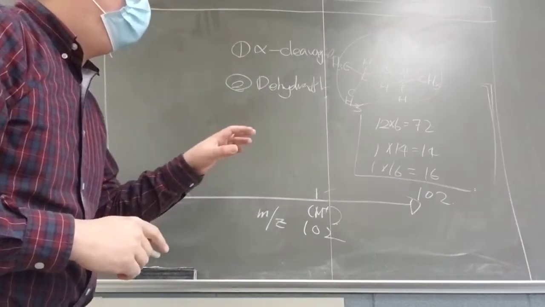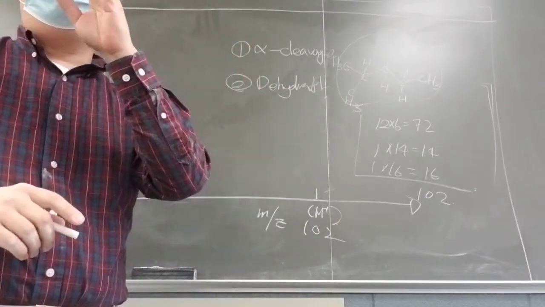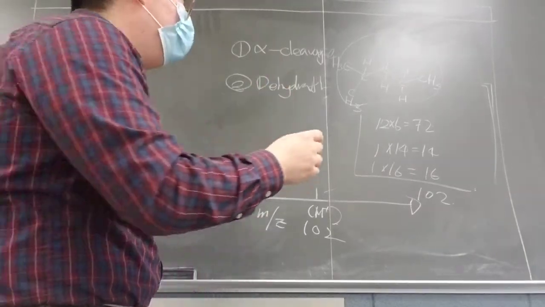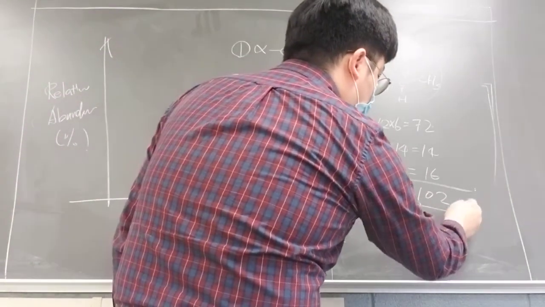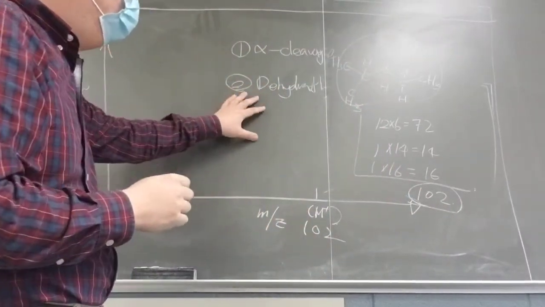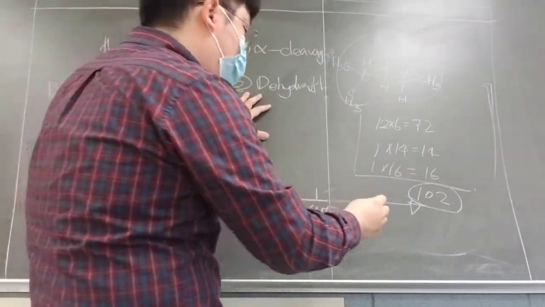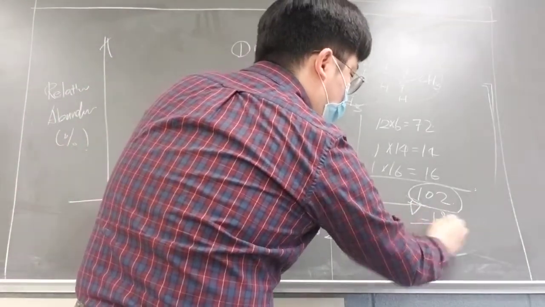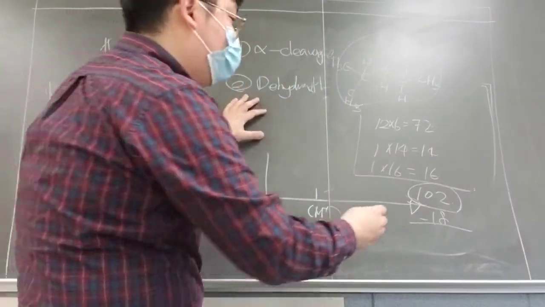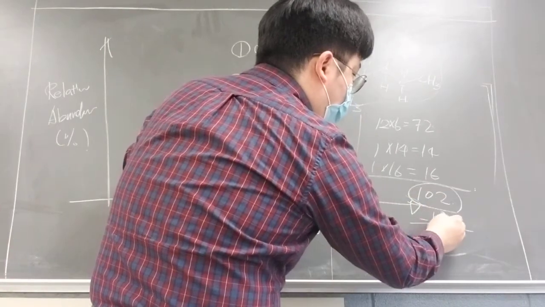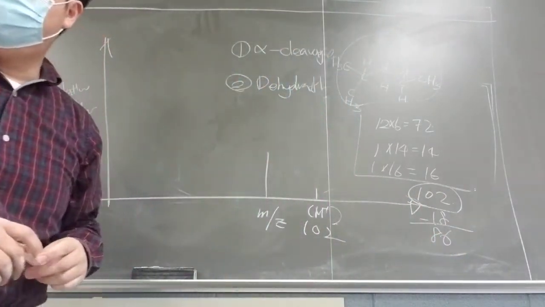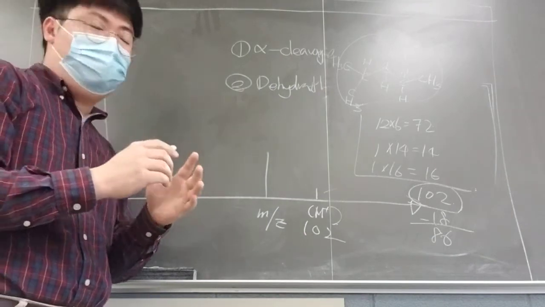So if you remember this one, we talked about it like 10 minutes ago, right? Whenever you have M+ of 104, if dehydration happens, you need to see the peak where? Minus 18, right? So meaning M+ minus 18 is 86, right? 104 minus 18 is 86.